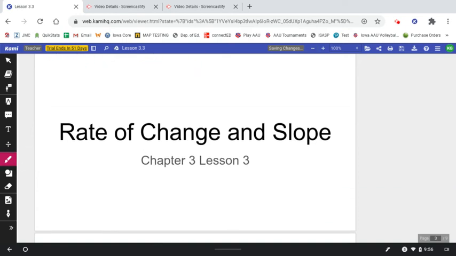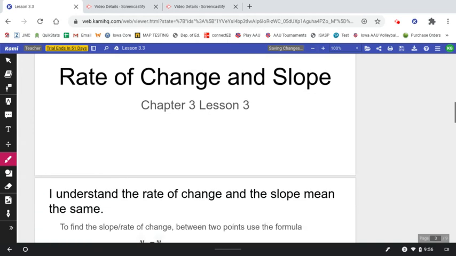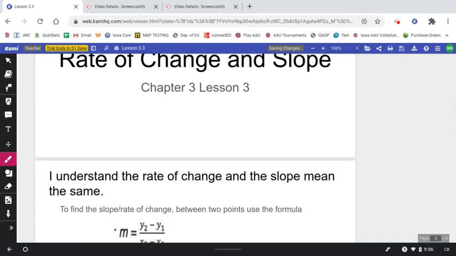Okay, chapter 3, lesson 3, we are going to be talking about rate of change and slope. First thing we have to understand is that if they are asking us for the rate of change or if they are asking us for the slope, they mean the same thing. Rate of change is usually used in word problems and slope is just used in regular graphing equations.